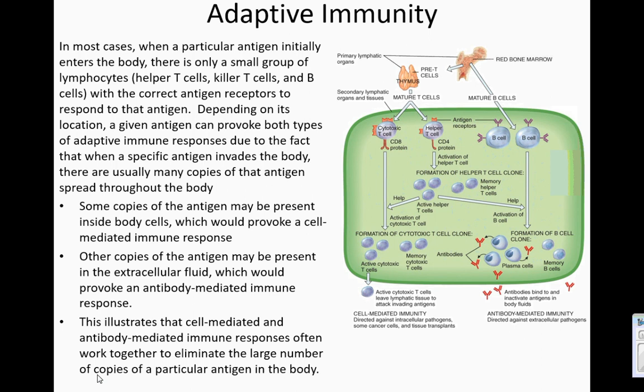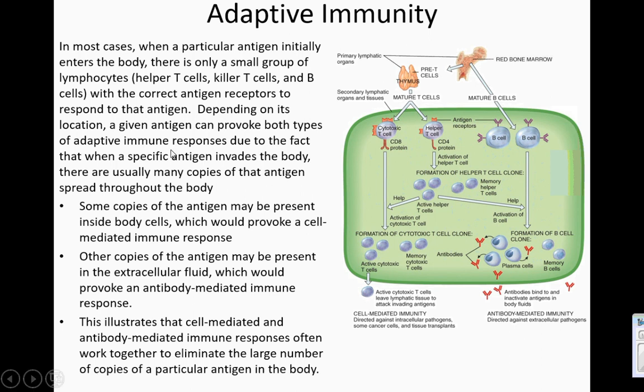In most cases, when a particular antigen initially enters the body, there's only a small group of lymphocytes, helper Ts, killer Ts, and B cells, with the correct antigen receptors to respond to that antigen. Depending on its location, a given antigen can provoke both types of adaptive immune responses, due to the fact that when a specific antigen invades the body, there are usually many copies of that antigen spread throughout the body. Some copies of that antigen may be present inside body cells, which will provoke that cell-mediated immune response.